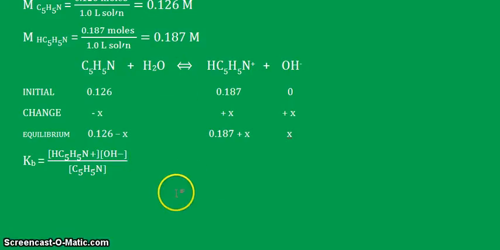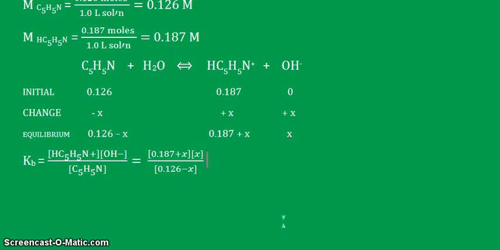Now remember, in an equilibrium equation, we do not include pure liquids or pure solids, or any substance in its pure form. So that's why you don't see water here in the equation. Then of course we have Kb, which was given in the problem. So the next step will then be to simply plug in the values as we have already determined in the ICE chart. So let's do that.